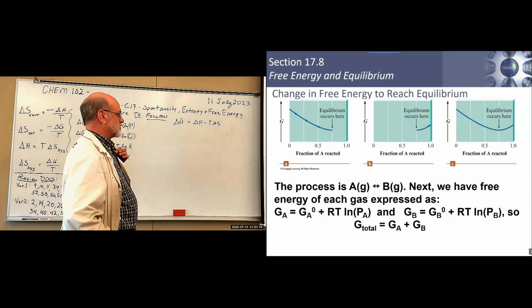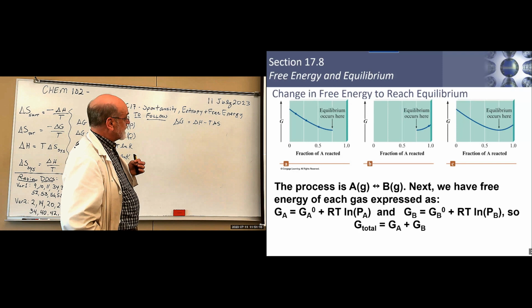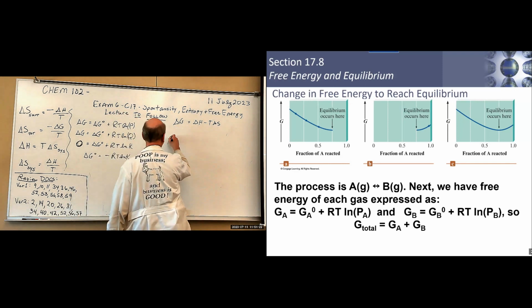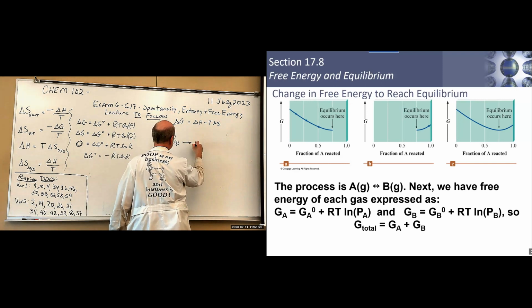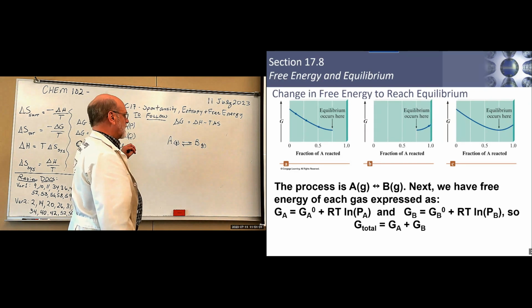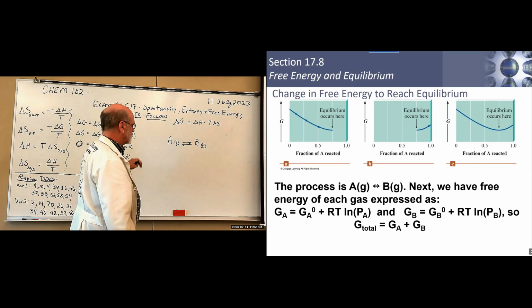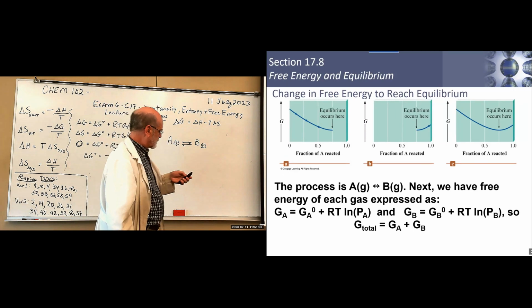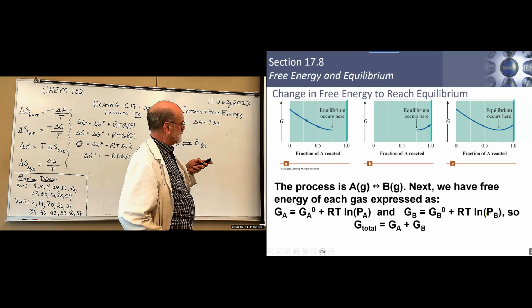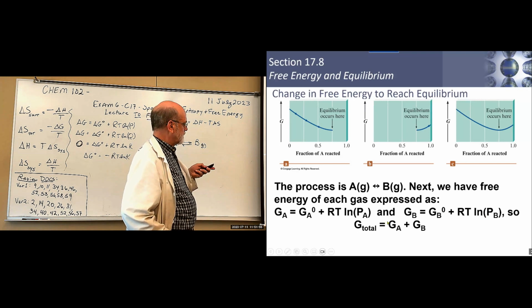So how does the free energy change to reach equilibrium? Well, it says that if you're coming in as the fraction of A, if you go from A to B, that's the reaction. We're going from A gas to B gas, and we can go backwards also. The free energy of each gas is in these two equations. The free energy of A would be expressed this way, with its partial pressure. And the free energy of B would be this one with its partial pressure. And then the total free energy is the summation of the two.